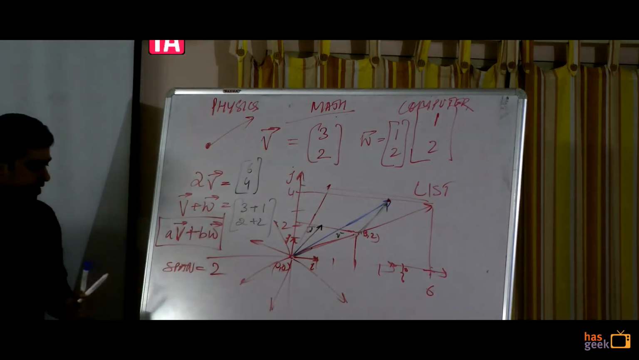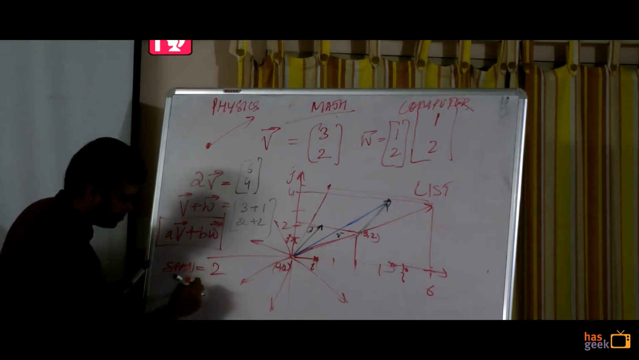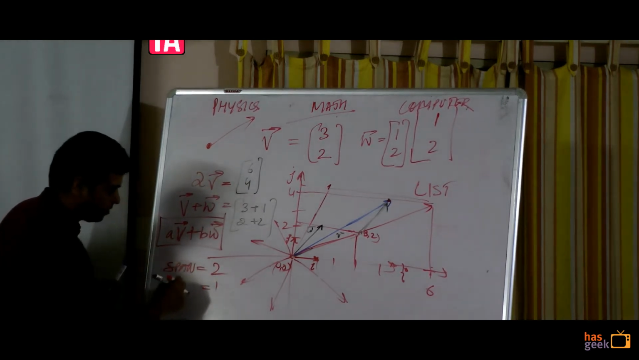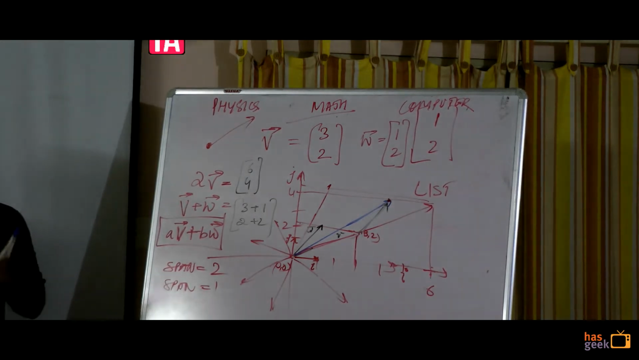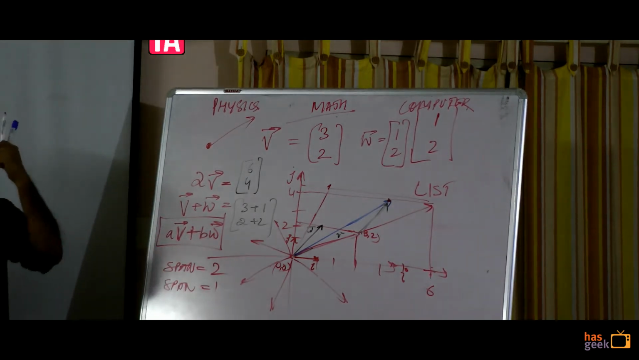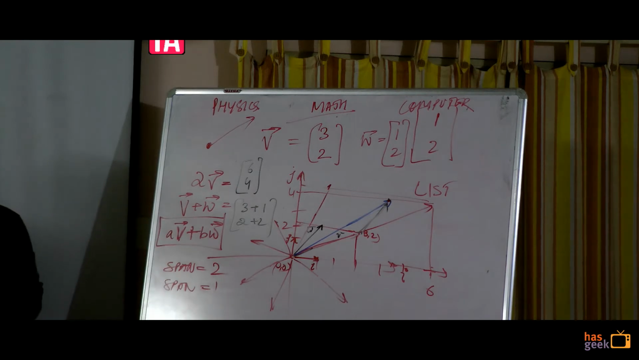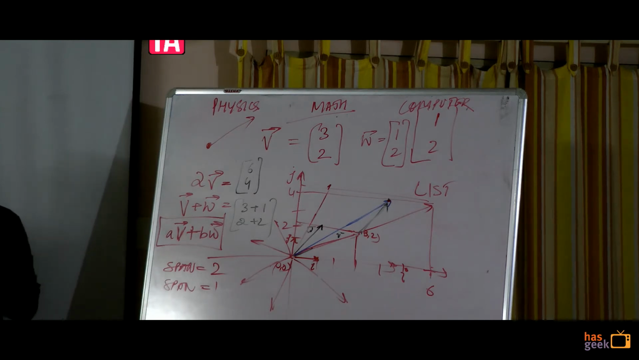When can the span be equal to 1, visually? What does it mean when the span is 1? Span is 2 means it's a plane. What does it mean when span is 1? It's a line. How can the sum of any two vectors be on a line?